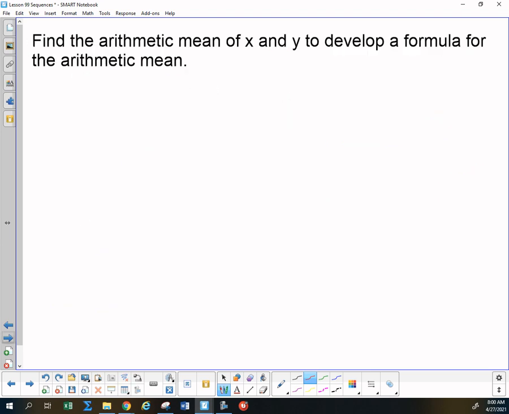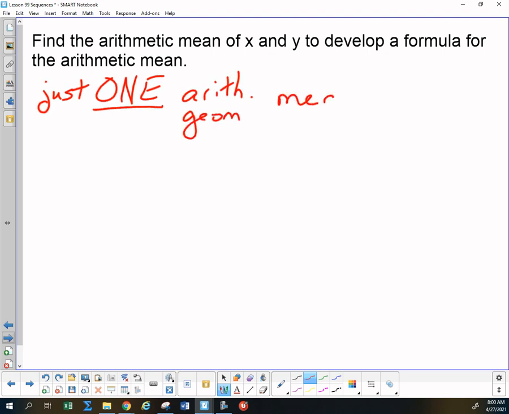Continuing then, if we have just one arithmetic or geometric mean in between two other numbers. So we've got a first term and we've got a third term, and we are only putting one in between them. We want to come up with a nice little shortcut formula for what we need to do there.